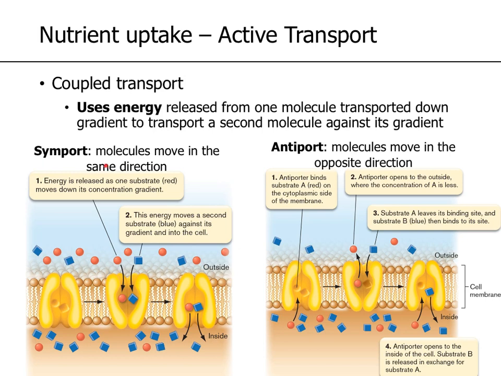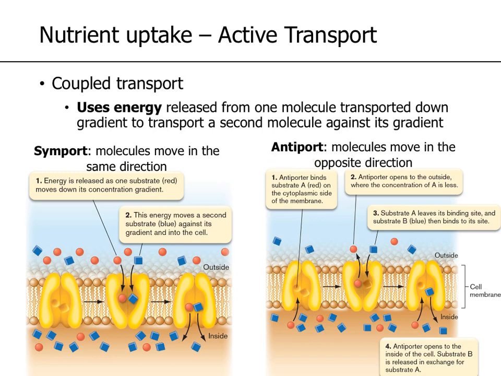Okay, so in the symport, they're moving both in the same direction. So you have the two molecules coming in, and they're both coming out on the same side. The red one in this case is providing the energy for the blue one to cross through. Okay, and then as the name suggests, the other one is the antiport.